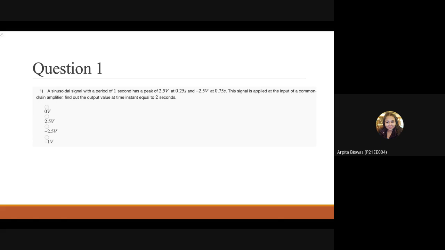So this is question number one. A sinusoidal signal with a period of 1 second has a peak of 2.5 volt at 0.25 second and minus 2.5 volt at 0.75 second. This signal is applied at the input of a common drain amplifier. Find out the output value at time instant equal to 2 seconds.